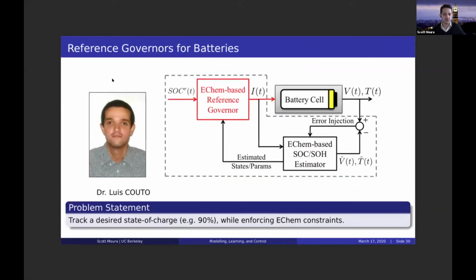Now, Luis Couto, who I believe is at Oxford right now, and is also a postdoc at ULB, has been working on reference governors for batteries. So the idea of a reference governor is to enforce these constraints. So what it does is you give it some desired state of charge, like 0.8 or 0.9, and what it does is simulate a model forward and determine if it violates any of these constraints. It'll then determine the largest current possible to achieve this reference state of charge, while ensuring that the constraints are not violated. So it works something like this. Let me just give a cartoon.